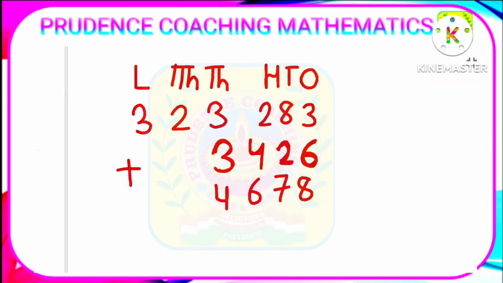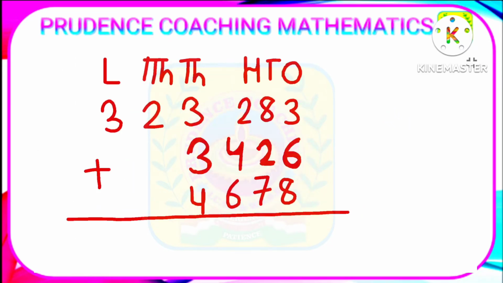Next we will add. We can solve this sum in other ways as well, but if we follow this method we will not make any mistake. So now let us add. 8 plus 6 is 14, 14 plus 3 is 17. So 1 will be over here and 17, 7 will be here. Next 8 plus 2 is 10, 10 plus 1 is 11, 11 plus 7 is 18. So 1 and 8 like this.